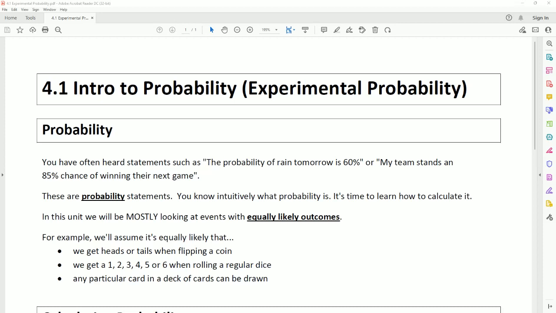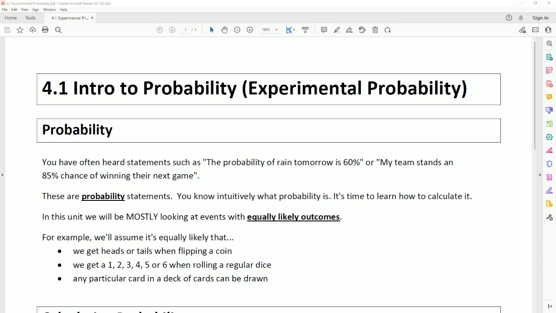Now, just to be clear, most of the probability that we're going to cover in this course is going to be theoretical probability. Today, we're going to talk a little bit about experimental probability. Now, the good news is the calculations are exactly the same. It's just how you collect your information is a little bit different. So getting into what we're mostly going to do, not today, but pretty much for the rest of the course, is that we're going to do situations where we assume that outcomes are equally likely.